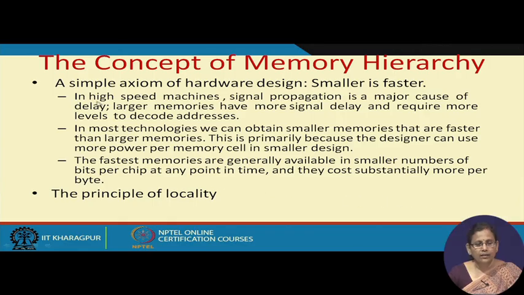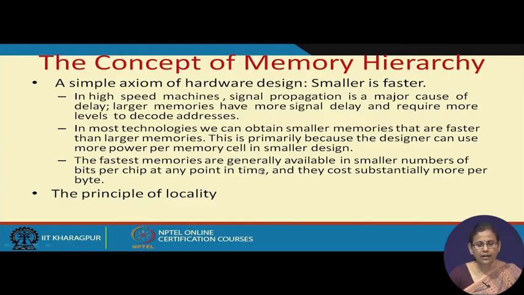So, in high speed machines, the signal propagation is a major cause of delay. Now, large memories have more signal delays and require more levels to decode the addresses. So, therefore, to keep it simple, near the CPU, the fastest and the smallest memory is kept. In most technologies, we can obtain smaller memories that are faster than the larger memories. This is primarily because the designer can use more power per memory cell in a smaller design.